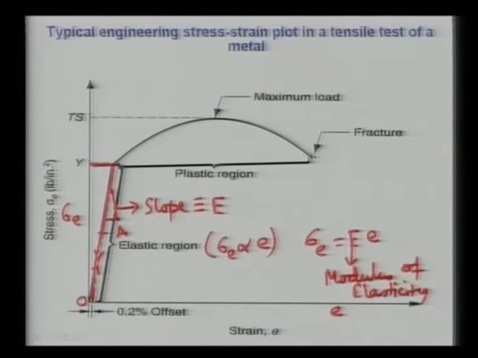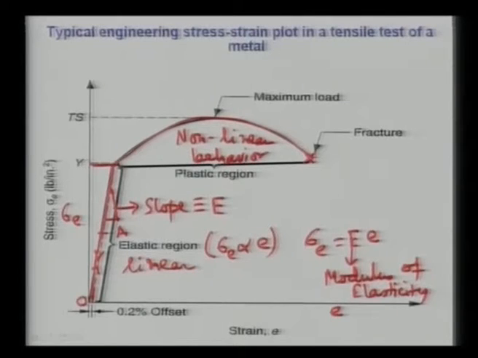Okay. Now, the major thing that happens when a metal goes from the elastic region to the plastic region is what we call non-linear behavior. So, this region is called linear behavior and this region is called non-linear behavior. And this non-linear behavior, what you see here, is called the plastic region.